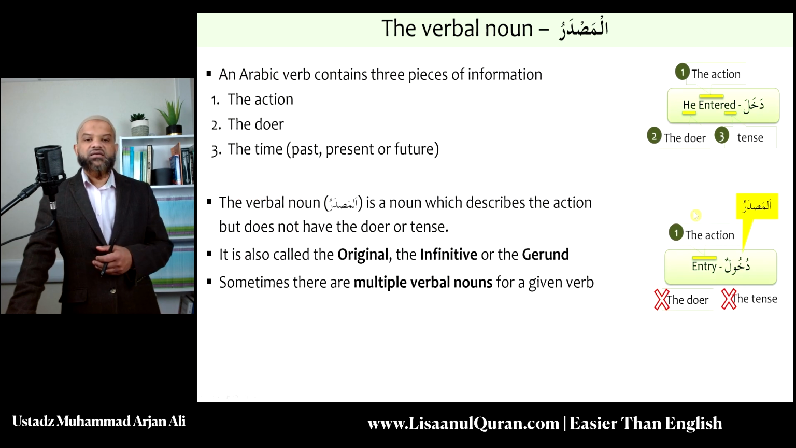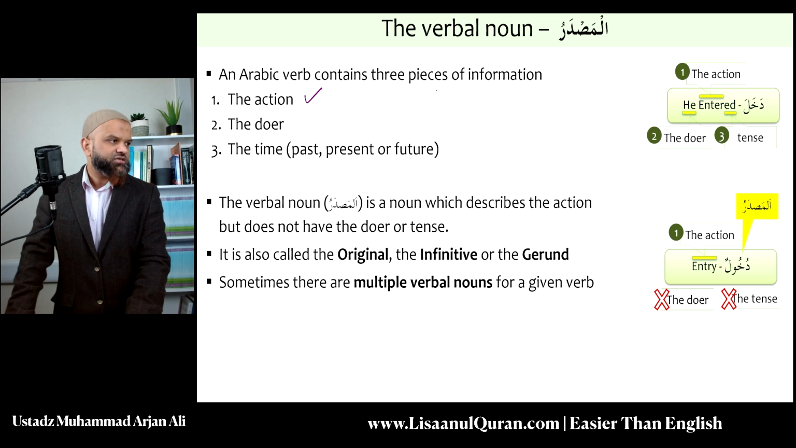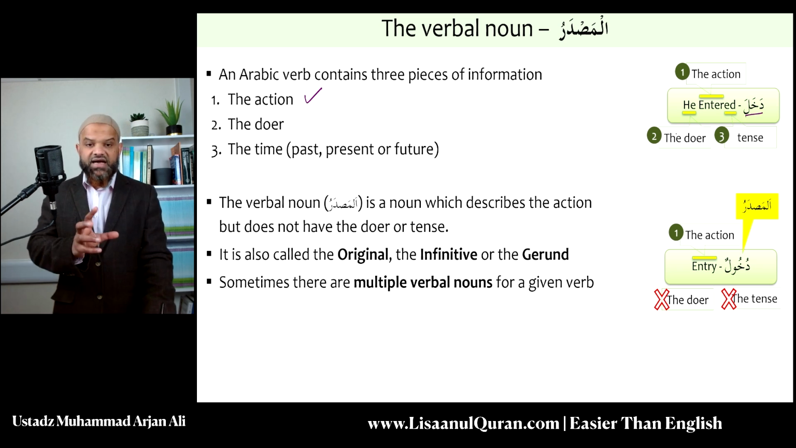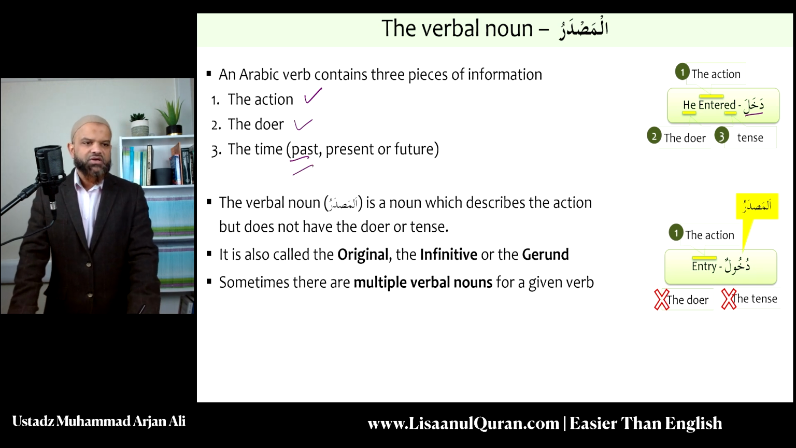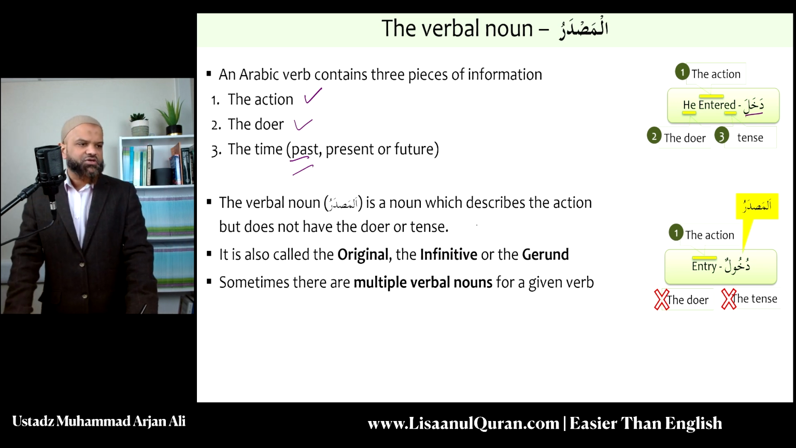So again, a reminder that every verb in Arabic has 3 pieces of information in it. First of all, of course, the action. So we have here dakhala, he entered. The meaning of the action is in the root, dal, kha, and lam. And then we have the doer. Who entered? Well, he did the action. We know the doer. And of course, it's the past tense in this example, because dakhala is the madi, and he entered. In English, I will translate.